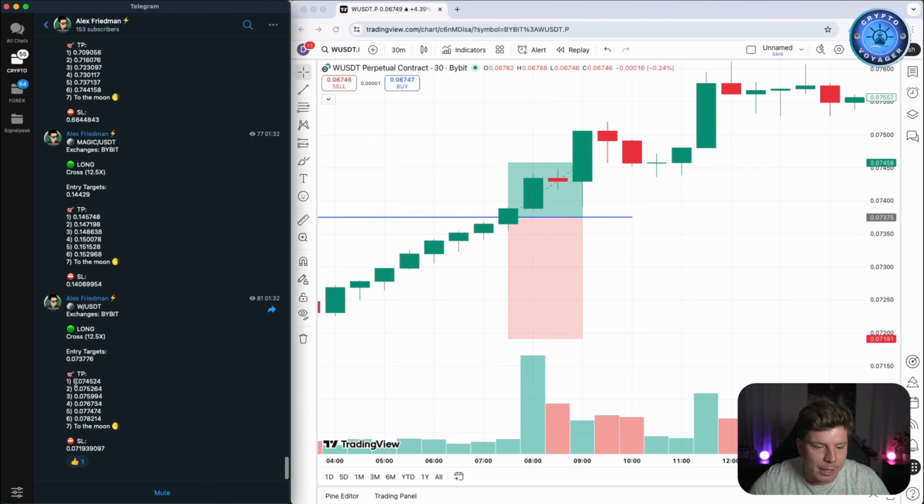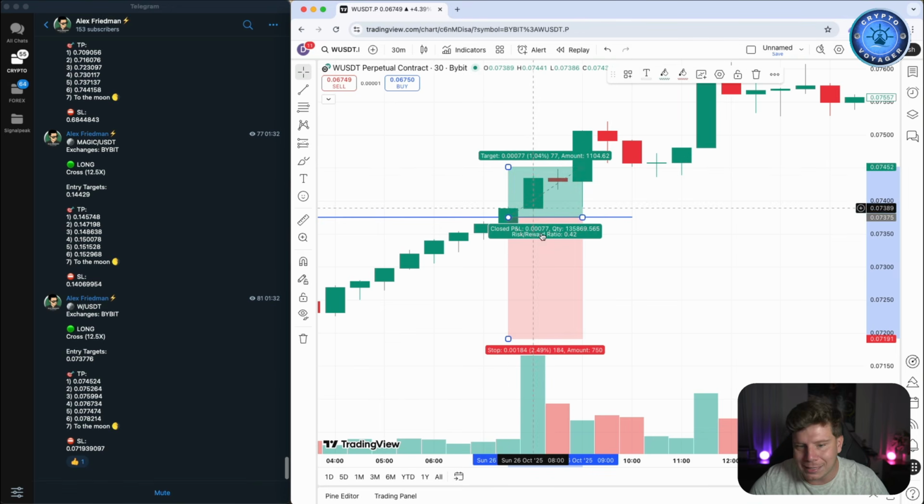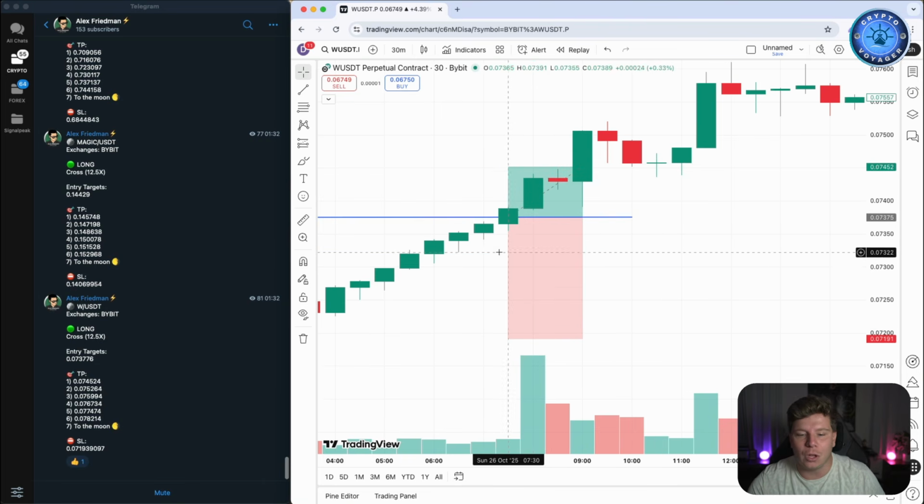For the take profit, let's go with the first one, 0.07452. We're going to drag that out, 452. It is exactly there. So this is a very, very short trade. You can see here that they took the win.